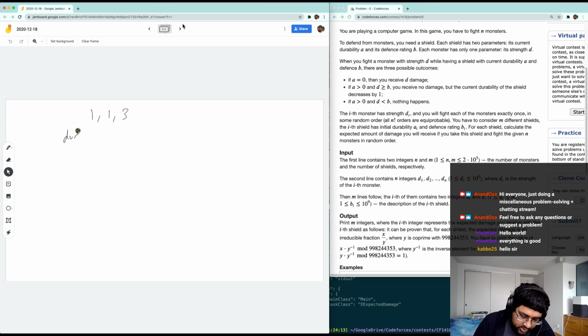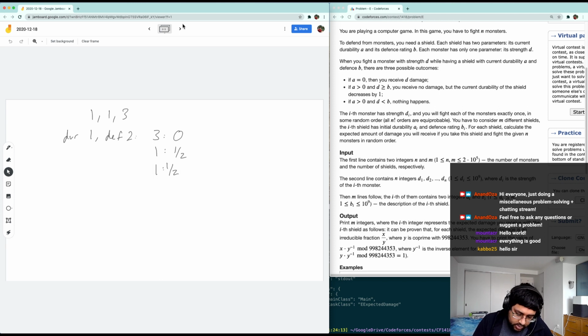So in the case where we have durability 1, defense 2, then the 3 monster will never do any damage, and the one monster will do 1/2 damage because it could either be before or after your shield breaks, and the other one monster would also be 1/2 damage. So then that gives you a sum of 1, which is the correct answer.